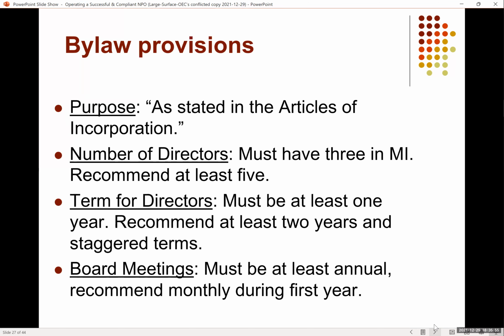So the provisions in the bylaws would be your purpose, and that's your mission as stated in your articles of incorporation, and how many directors. Even though you need a minimum of 3, you want to have at least 5 people on your board, and you want it to be an odd number. You want to talk about the terms of your directors, and when you have your board meetings, and what constitutes a board meeting.